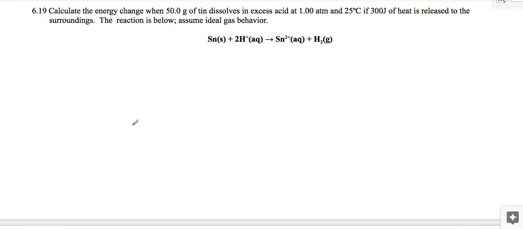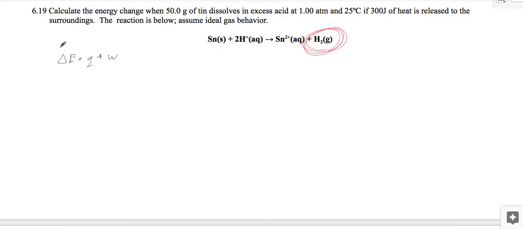All right, so looking at this problem, we need to first remember that we are dealing with work in terms of gases. So gases are the important part here. There's no gas on the reactant side, but there is a gas on the product side. It's going to be this hydrogen gas. So that's going to be the important thing. Start off with the equation that we have: delta E is equal to Q plus W.